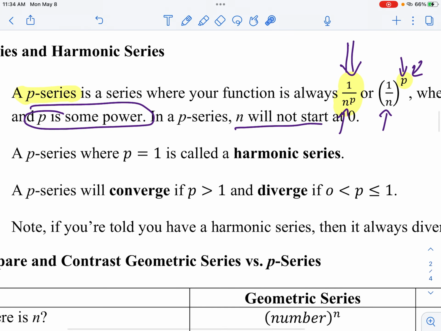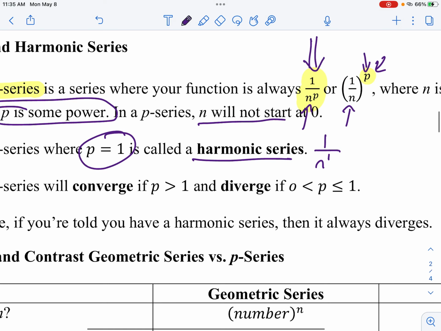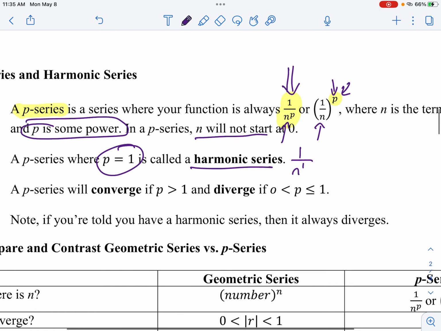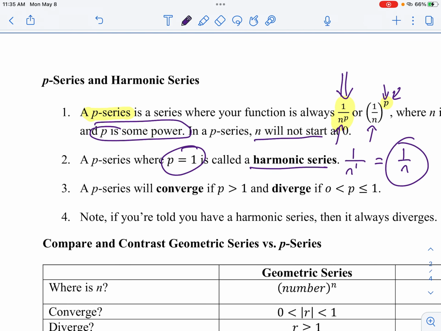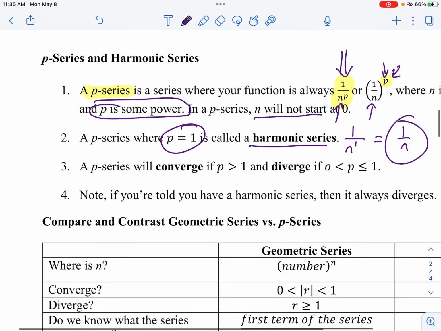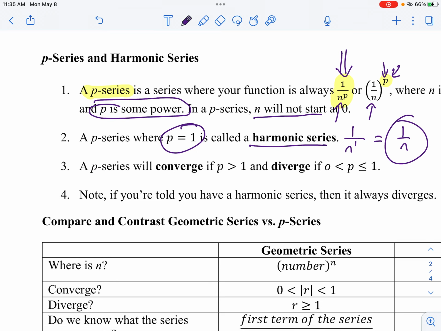All right, now, whenever the p is 1, so it's 1 over some number to the first power, that's called a harmonic series. It gets its own name. It's kind of special. If you ever see 1 over n, that's a harmonic series. And so just know that if the instructions say to use a harmonic series, that's what it means, 1 over n.